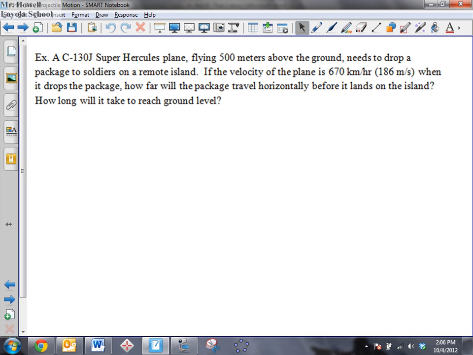Horizontally projected motions, projected objects. I'll read it, but if you want to write down the important stuff or the whole thing, you can. But I'll read it slowly if you want to write. And this is a very good problem because, again, it's applicable. This is a real-life situation.